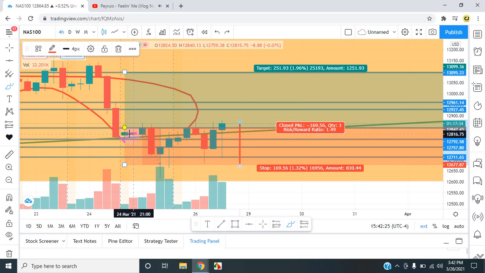This is an amazing trade. We're looking at 25193 on the way up for a TP, and if the stop loss goes back, it's 16956. That is an amazing trade. So 251 pips up to the top, 169 pips to the low. That's an amazing trade. I would definitely take this.